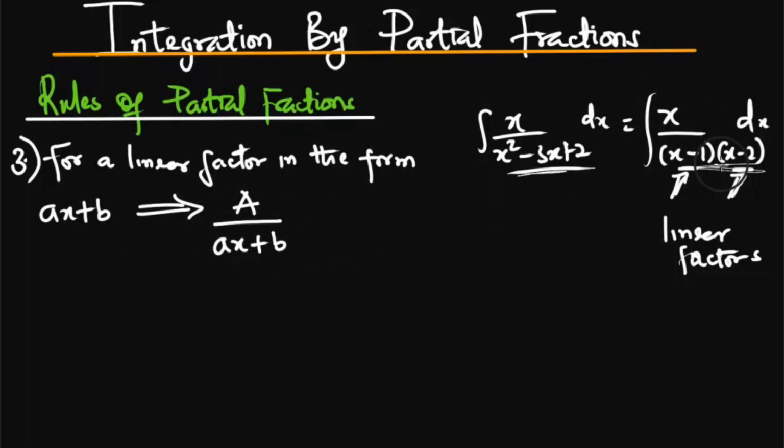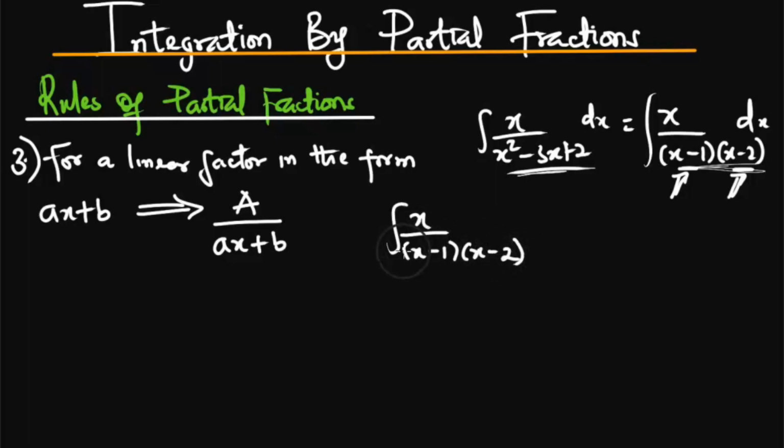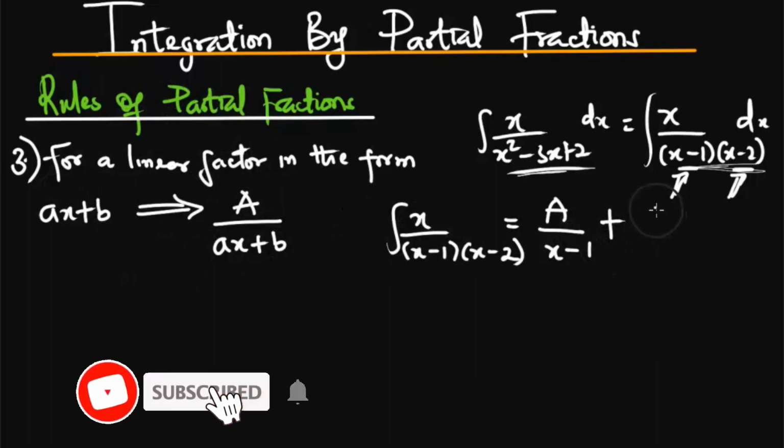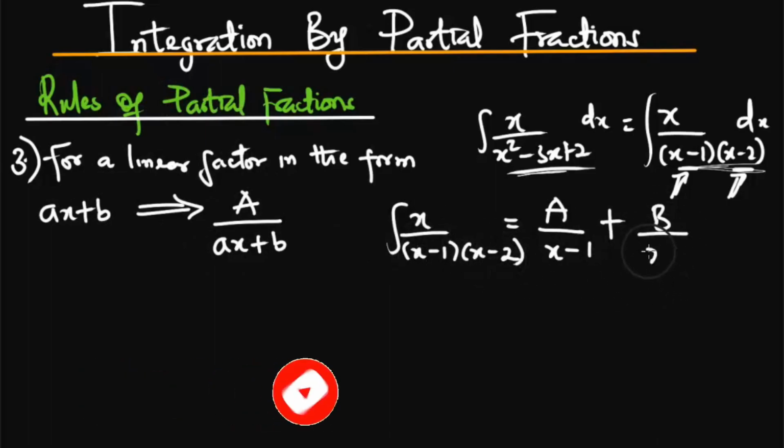So in this case, to express the integral of x over x minus 1, x minus 2 in the form of its partial fractions, we write that as a constant, right? A constant A divided by the first factor, which is x minus 1, right? Following this pattern, plus another constant B divided by the next factor, which is x minus 2. Very, very simple. And that's how we go about that.